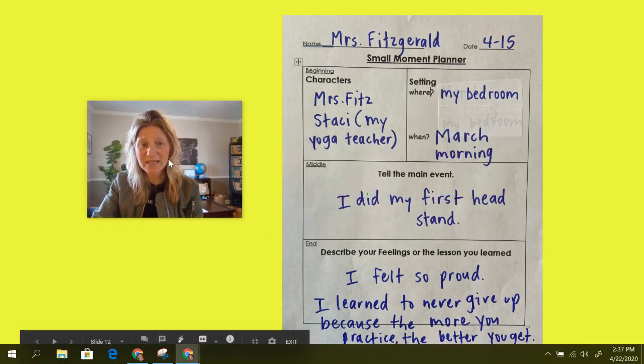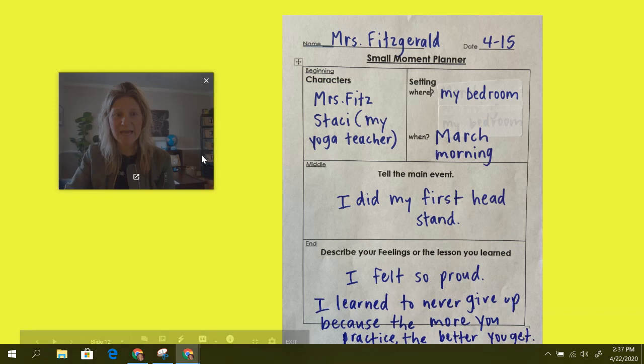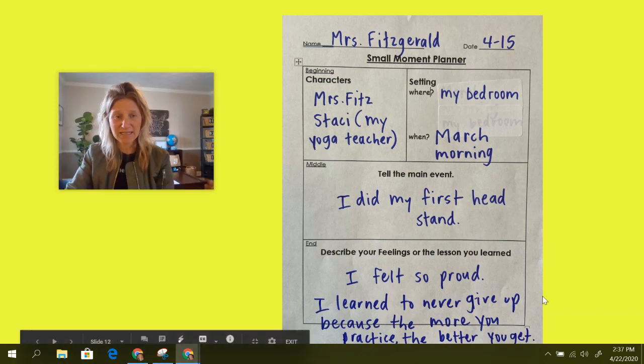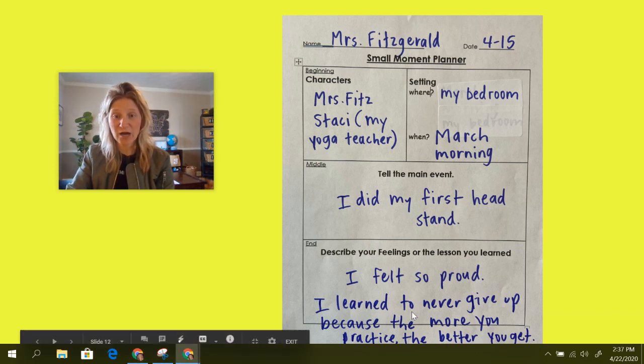At the very beginning, do you guys remember when we filled out the small moment planner and I had you write the characters, the setting, the main event, and then your ending? You've already written down your ideas. So now you just have to take those ideas and put them in the end of your story. This planning sheet is very helpful. So I decided in my planning sheet to write the sentences. So I'm just going to copy the sentences that I wrote in my ending.